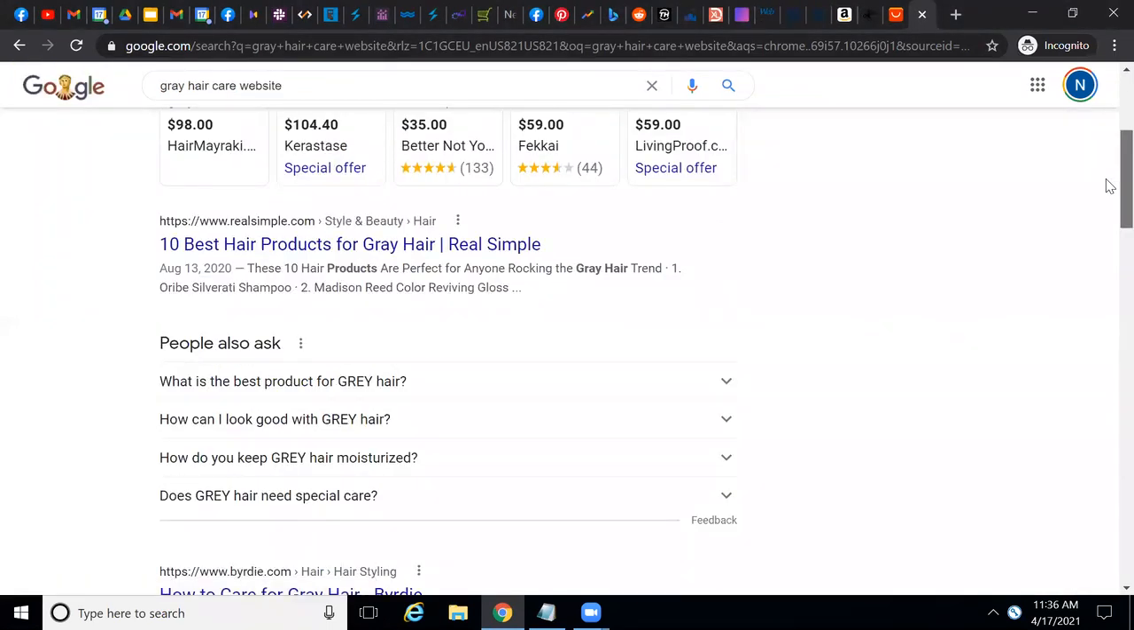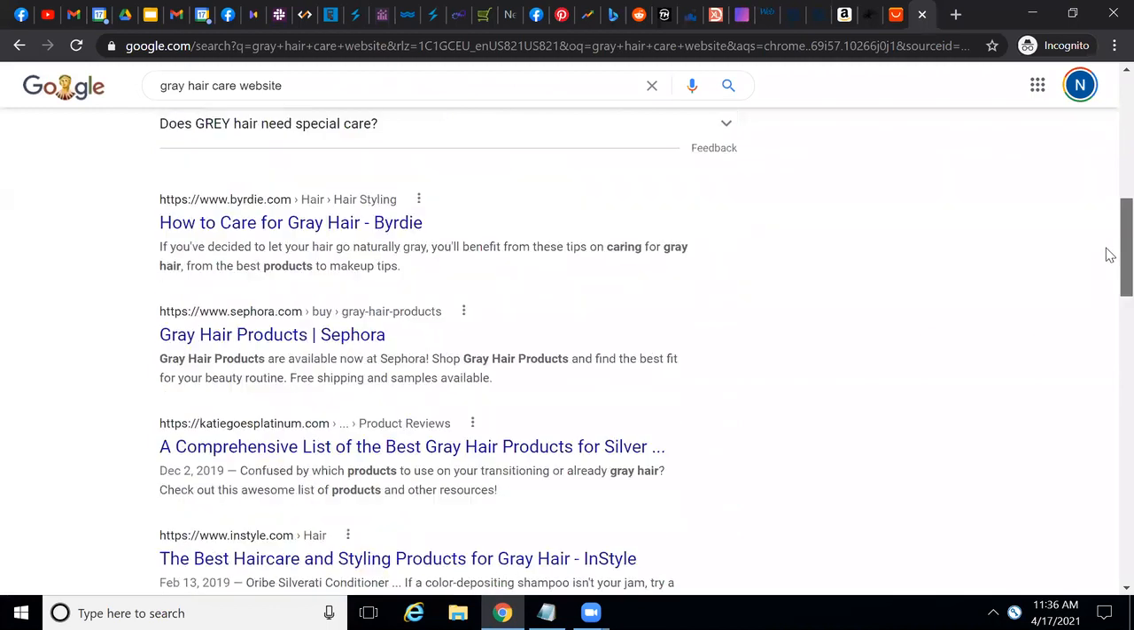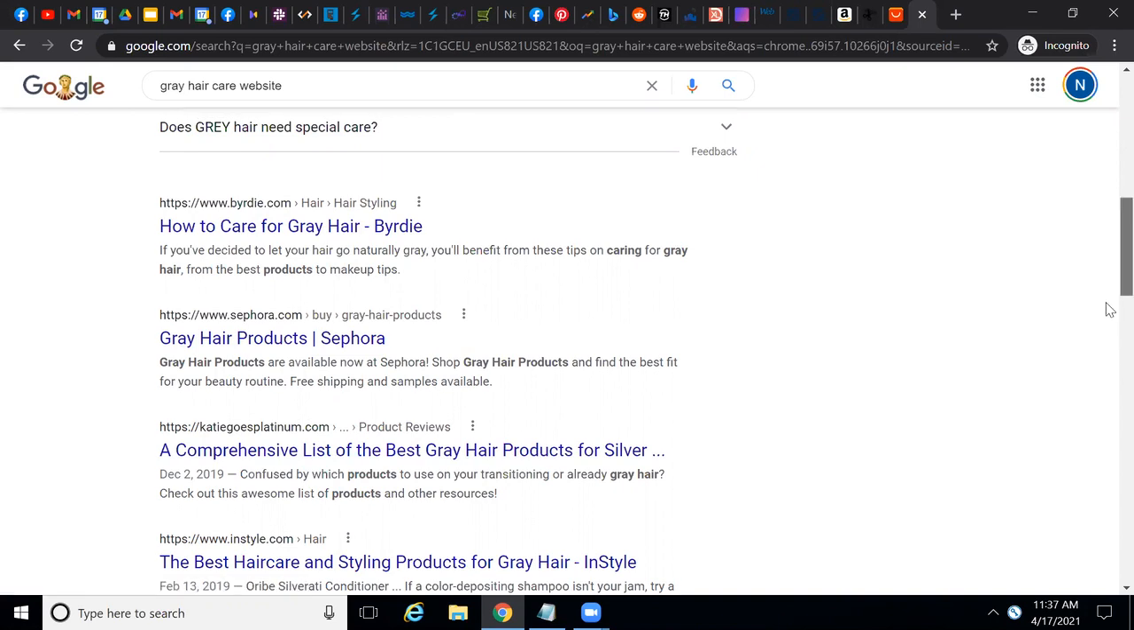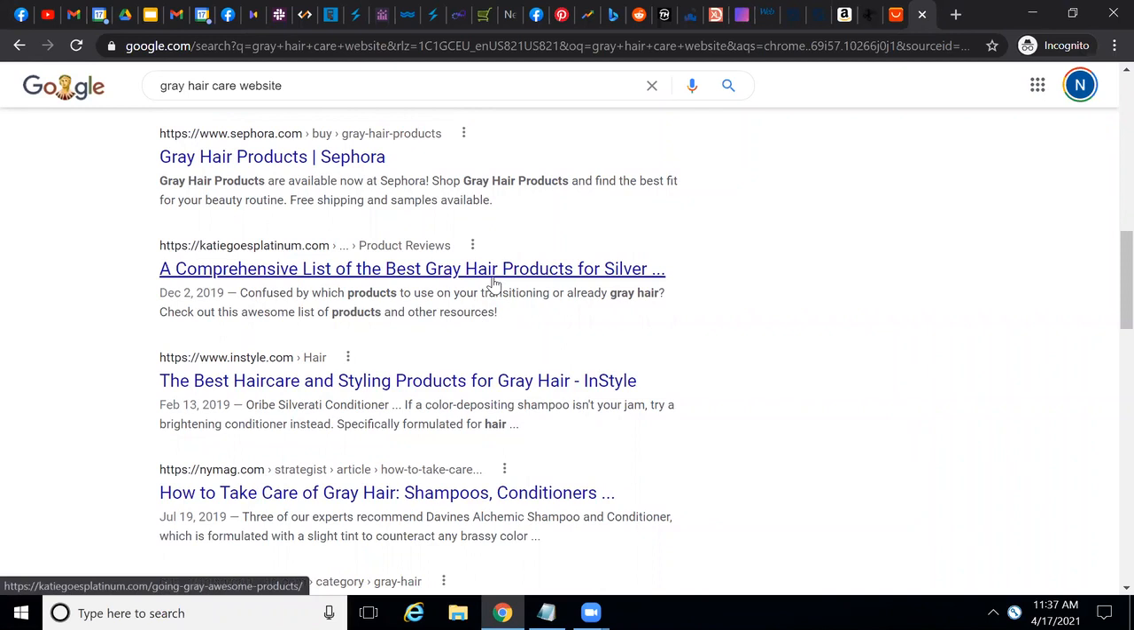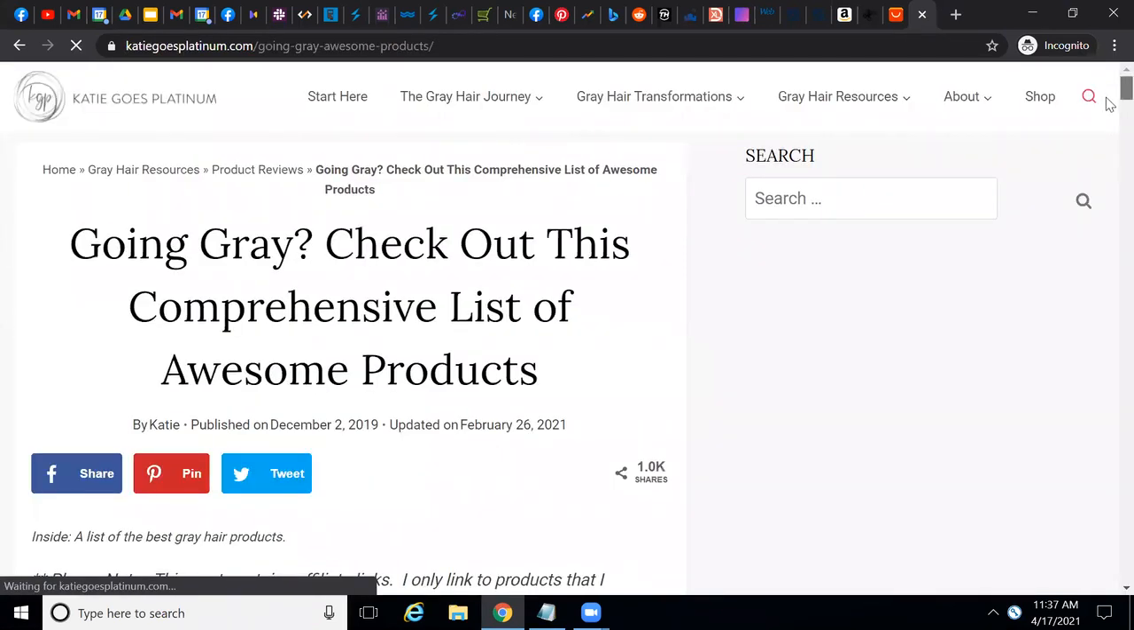10 best products for gray hair. So real simple. That's an article. How to care for your gray hair. Sophia, they've got products for gray hair. Comprehensive list of the best hair care products for silver hair. Oh my gosh, now this I like. Even though these are older articles, it's still a problem that women have today. So I'm just going to pull up one of these.